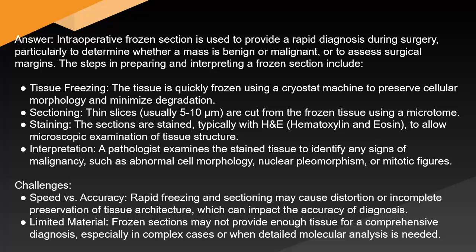Sectioning. Thin slices, usually 5 microns, are cut from the frozen tissue using a microtome. Staining. The sections are stained, typically with hematoxylin and eosin, to allow microscopic examination of tissue structure. Interpretation. A pathologist examines the stained tissue to identify any signs of malignancy, such as abnormal cell morphology, nuclear polymorphism, or mitotic figures. Challenges. Speed versus accuracy.